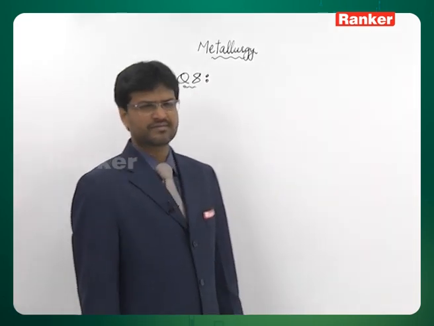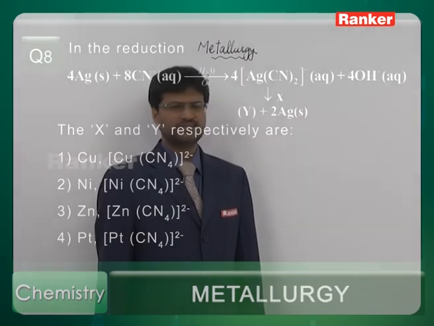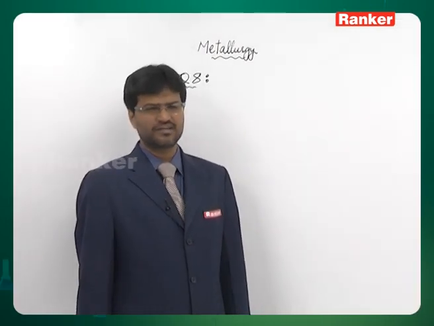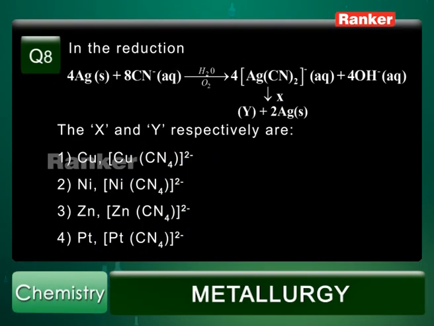Question number 8. In the reaction, 4Ag plus 8CN gives 4Ag(CN)2 taken twice plus 4OH minus, and then Ag(CN)2 is treated with some X. This will give Y and silver, and we have to identify X and Y. This is an extraction of silver from its ore. So the correct answer is third option.